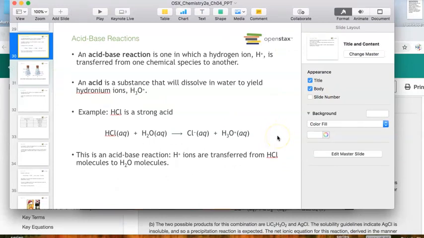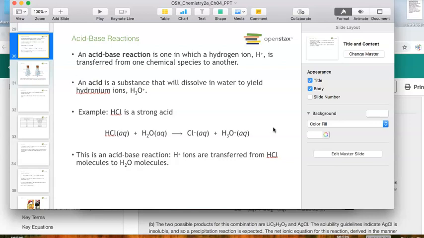So next semester you're going to be dealing a lot with acid-base reactions, and that's in the case where a hydrogen ion is transferred from one chemical species to another. Next semester you're going to be going through, I think, 2 or 3 different definitions for acids, because one definition will not apply to every situation.